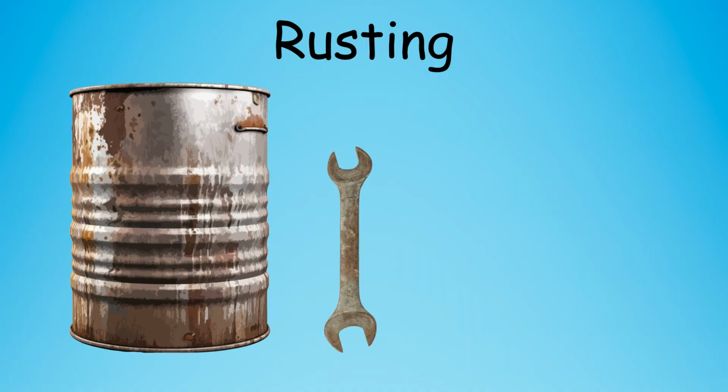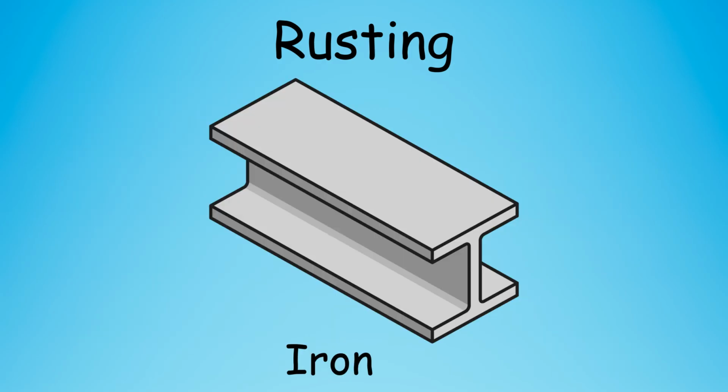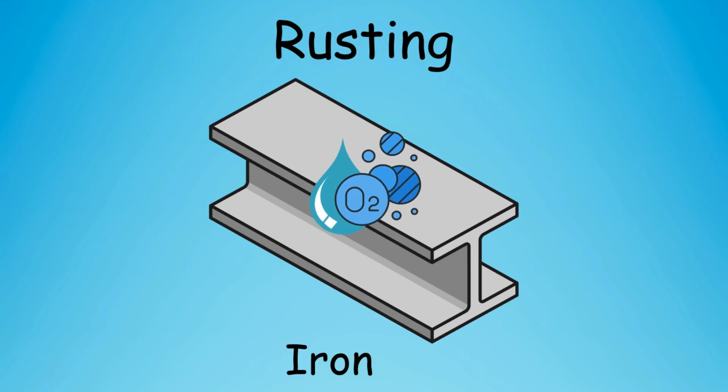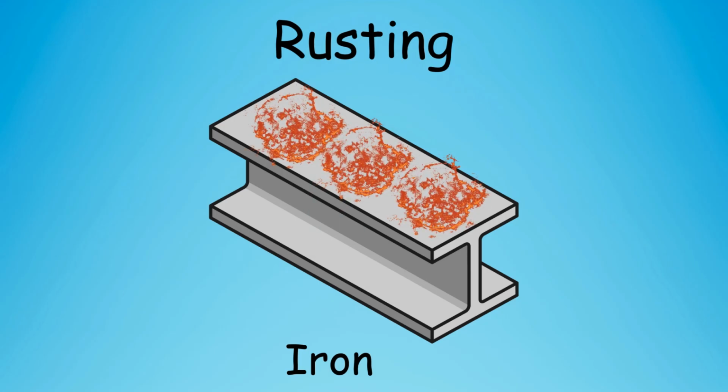Rusting. Rusting is the formation of oxides, which can also be called oxidation. In this process, metals like iron or alloy rust when they are exposed to moisture and oxygen for an extended period of time. This creates new compounds of oxides formed by the combination of oxygen with the metal.